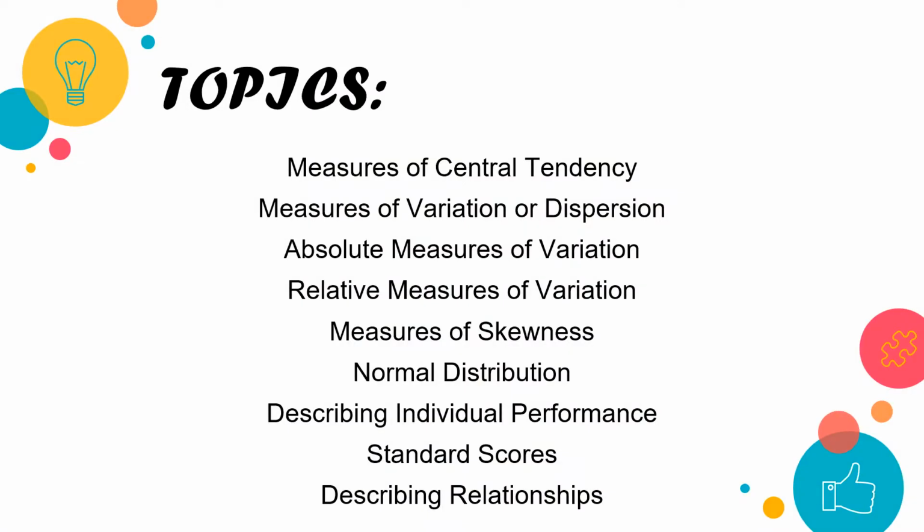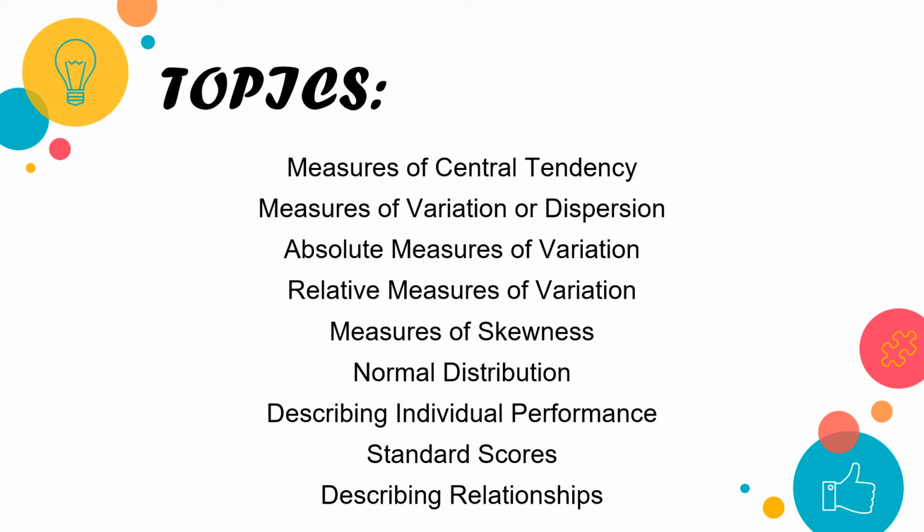Of course, we did mention again measures of central tendency. We have measures of variation or dispersion, the absolute measures of variation, the relative measures of variation. And then today we will be discussing measures of skewness, the normal distribution, describing individual performance, and then standard scores, and of course, describing relationships.